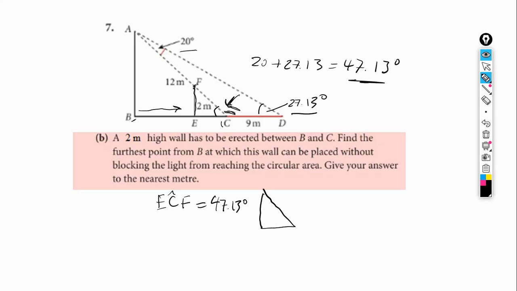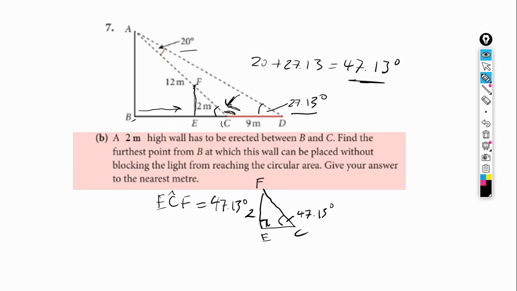And this is what we need to use to solve this problem, because if we take triangle ECF, so let's label it here as ECF, we have a right angle because this is a wall, and walls have to be built straight up, perpendicular to the ground, so this is 90. We already know that this angle here has to be 47.13 degrees. And we also know that the height of the wall is 2 meters. So basically we need to find length EC, because then length EC will tell us how far away from point B this wall will be built.